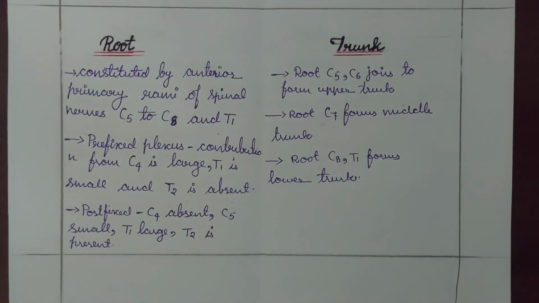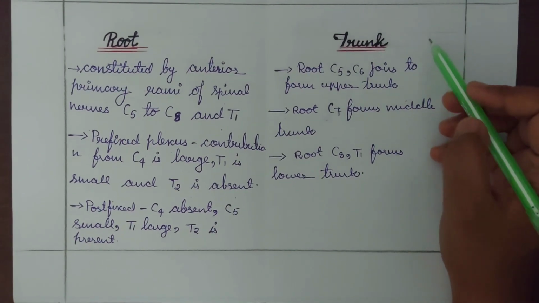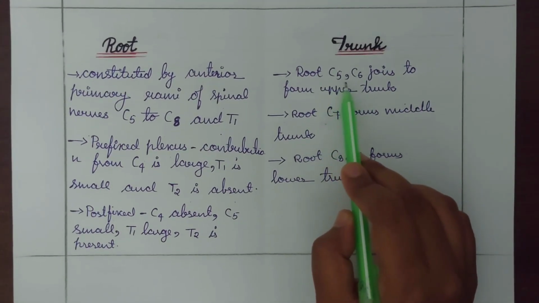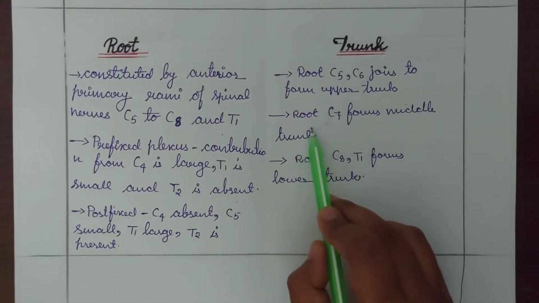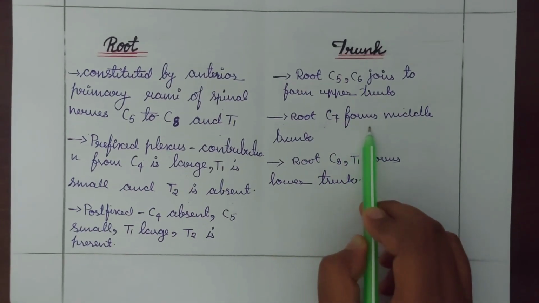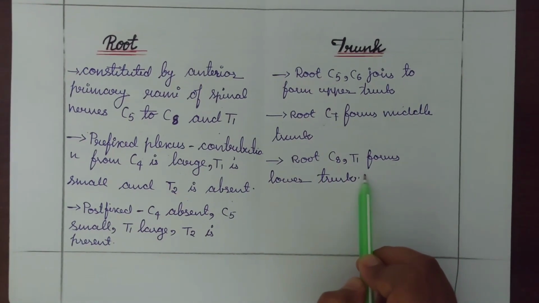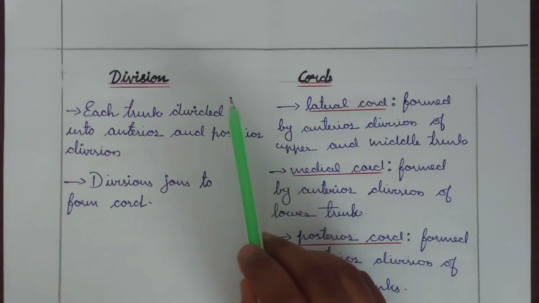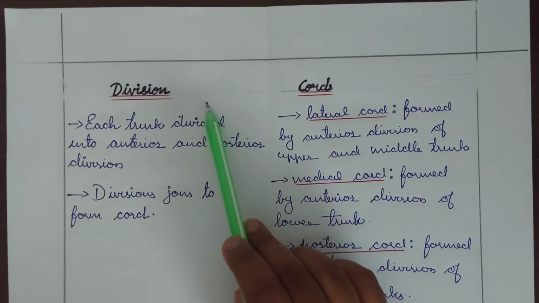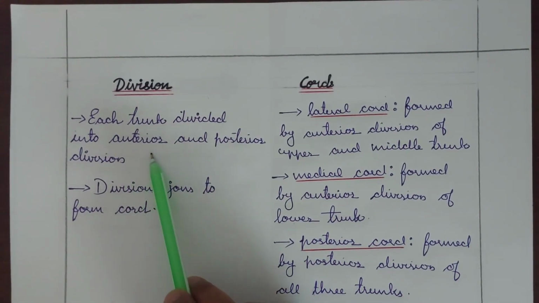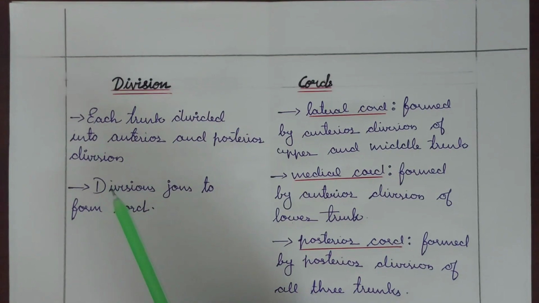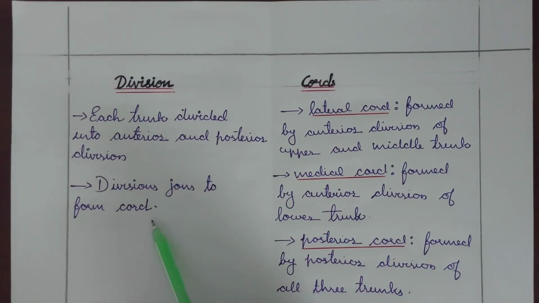Next we will see the trunks of brachial plexus. The root C5 and C6 join to form the upper trunk. The root C7 forms the middle trunk. The root C8 and T1 will form the lower trunk. Next we will see the division of brachial plexus. Each trunk is divided into anterior and posterior division. Divisions join to form cord.